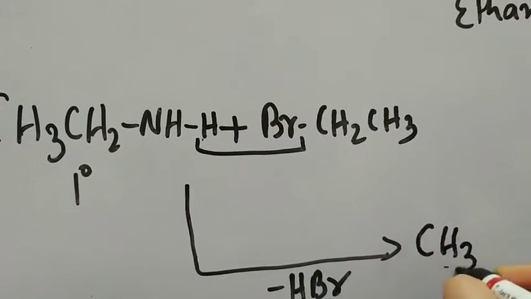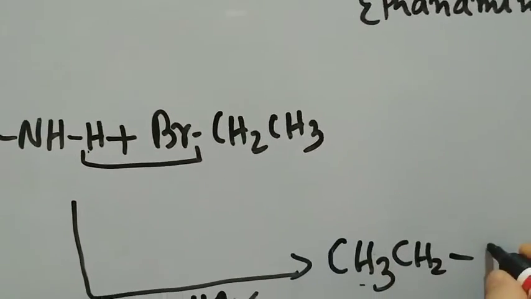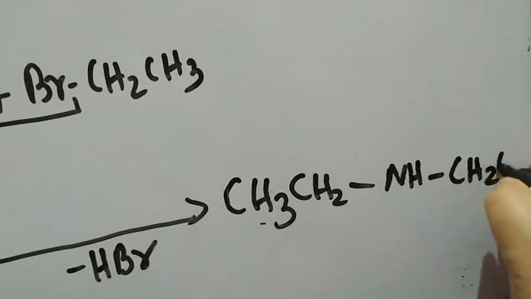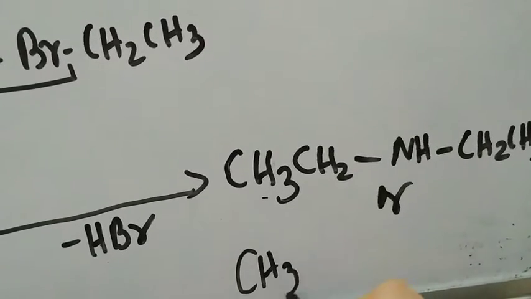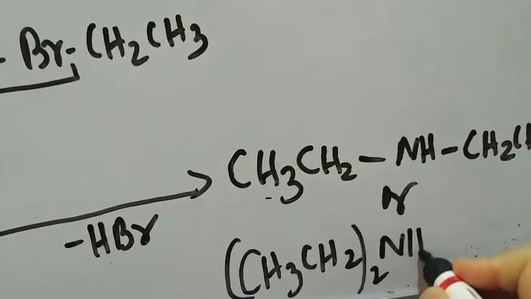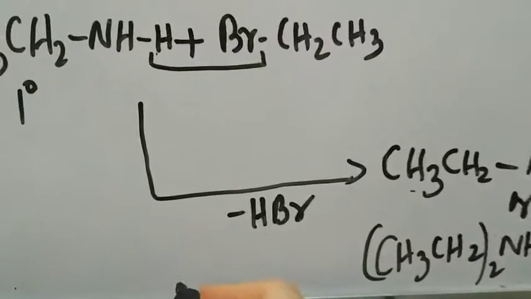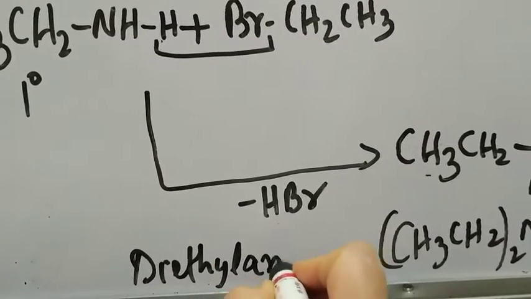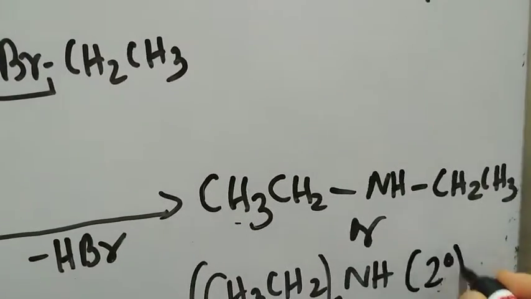We are left with CH3CH2NH and then another CH2CH3, or we can simply write it as (CH3CH2)2NH, diethylamine. There is no space to write down the name, or I might just write it here. The compound formed in the second step is diethylamine, and this is a 2 degree amine.